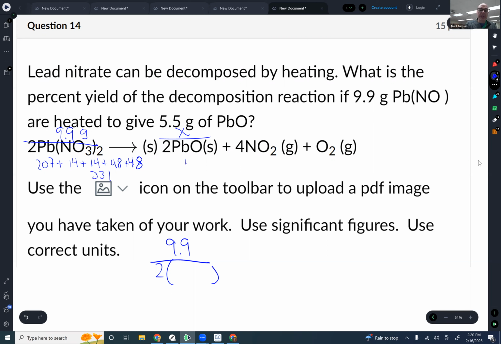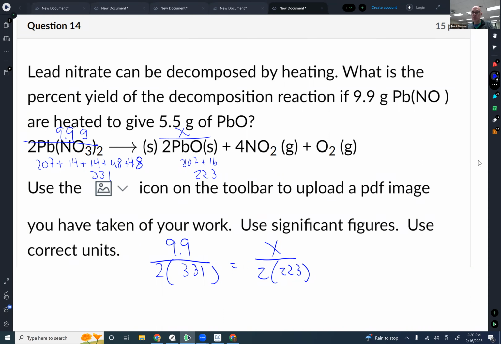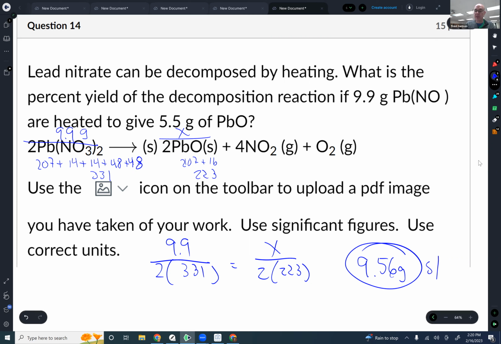And we need to add up the weight here, 207 plus 16. That's 223. So 331 goes here. X over 2 times 223 goes here. We cross multiply 9.9 times 2 times 223 divided by 2 divided by 331, and you end up with 9.56 grams. That's what it's supposed to be. This is my stoichiometry value.